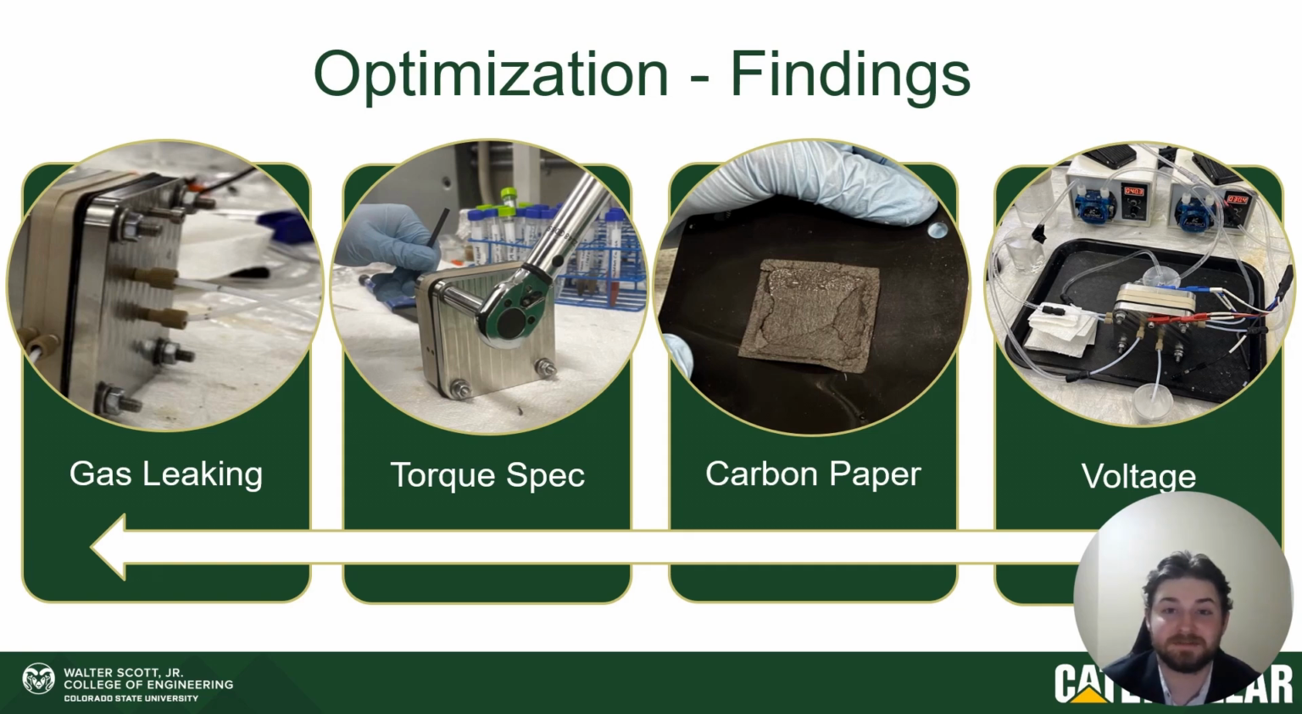Throughout the process of obtaining the reactor and moving forward into testing, the team ran into a lot of challenges. One of which was gas leaking from the tubing. Another was improper tightening of the system overall would cause the carbon paper that holds the catalyst to break and skew the data. Also, the team was unable to supply enough voltage to the system.